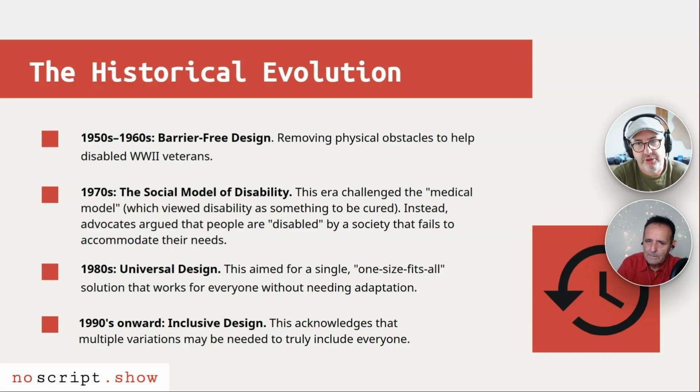And then the last point on this slide, 1990s onwards, so we're into the era of what we're talking about today, inclusive design. This acknowledges that multiple variations may be needed to truly include everybody. What a whole turning the ship scenario this is. Like, go one direction, then go in another direction, but also the real world challenges that made that all possible. That's really interesting. Yeah, I think our modern world all starts from the Second World War.